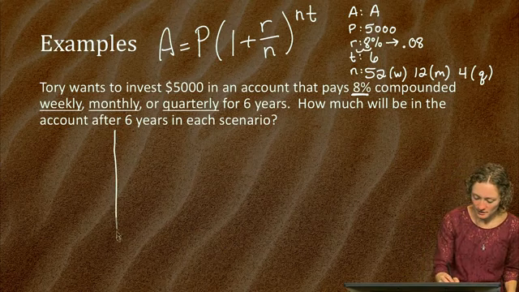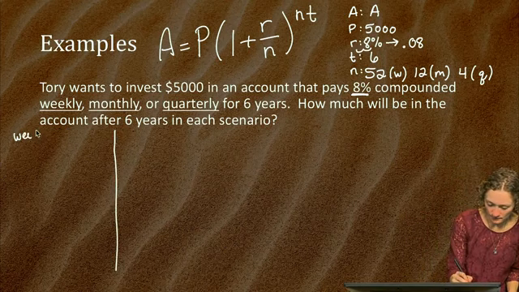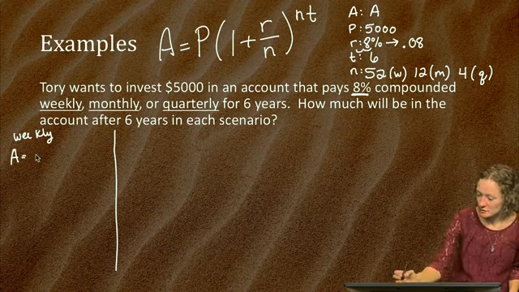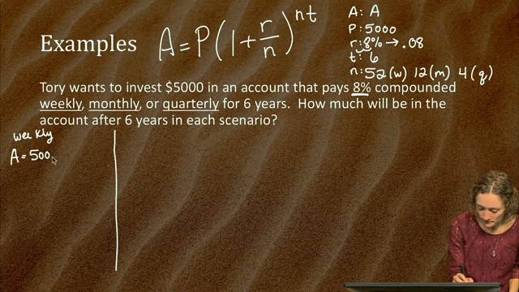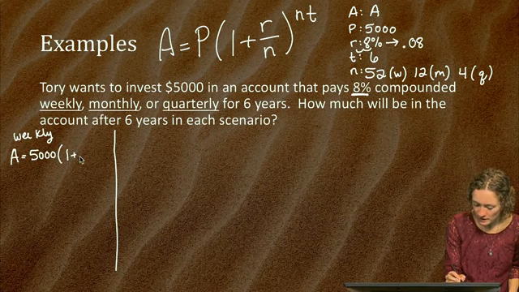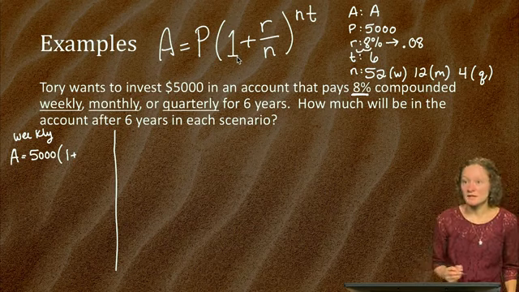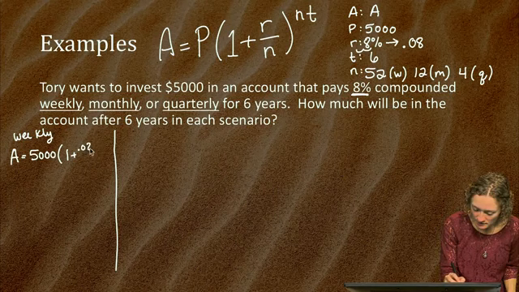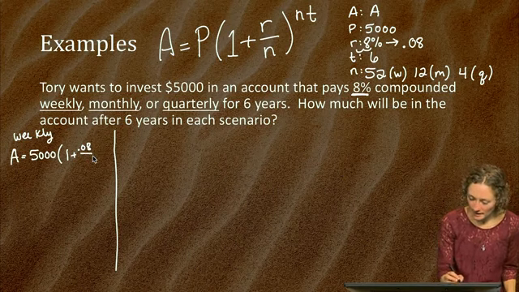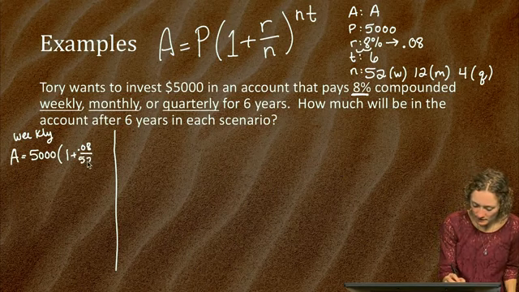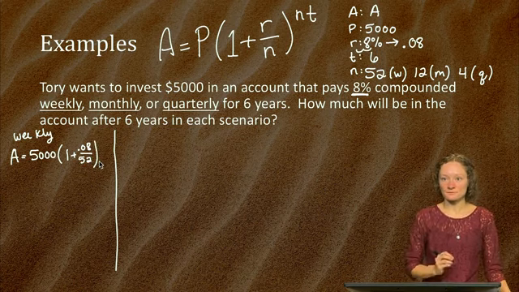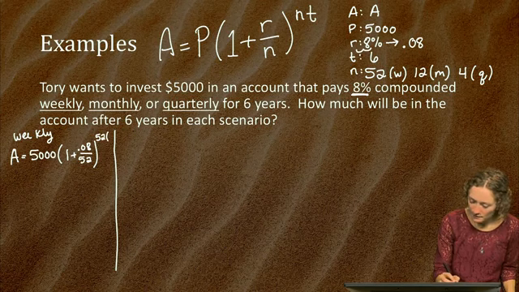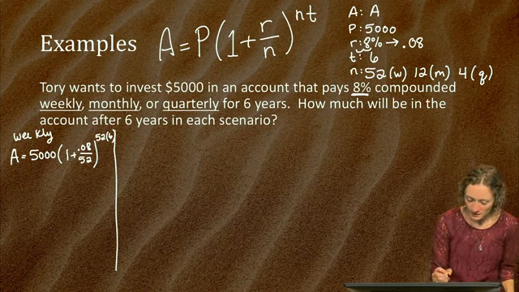Okay, so let's run the scenario 3 different times. Let's start with weekly. All right, so the equation A equals, and plug in everything we know. 5,000 times the quantity, this is a 1, not an L if you couldn't tell, 1 plus the rate, 0.08, divided by n, in this case 52, raised to the n times t power, 52 times 6.